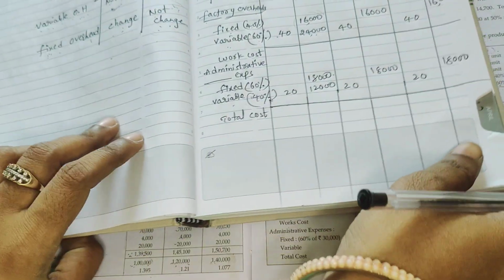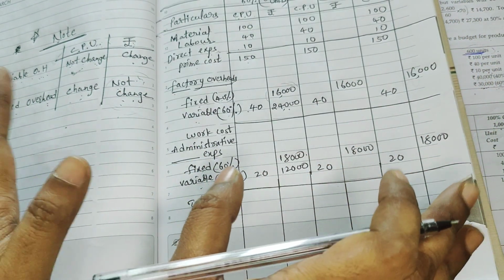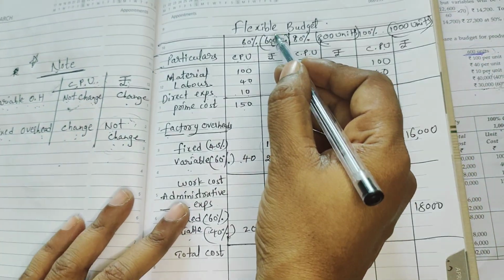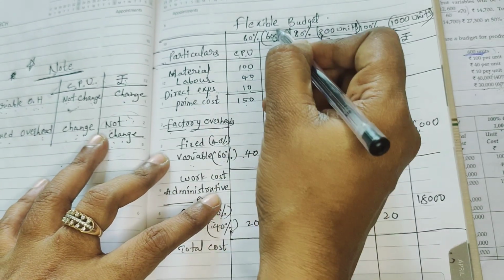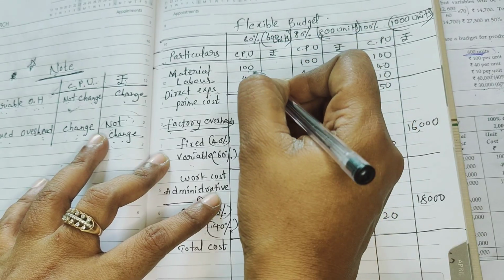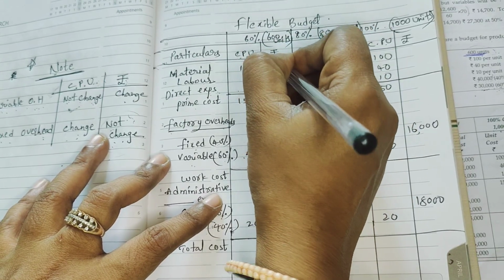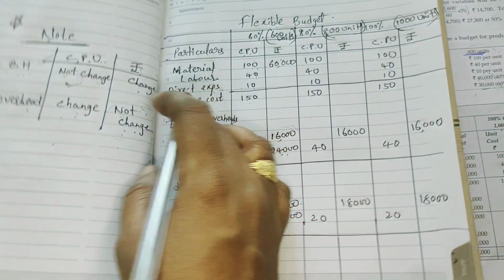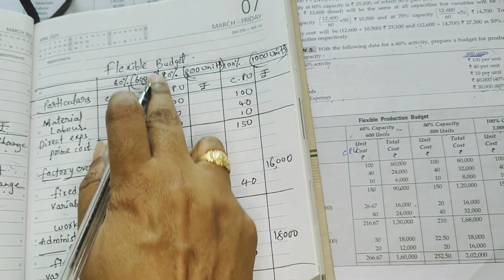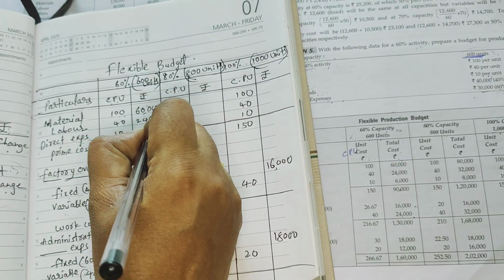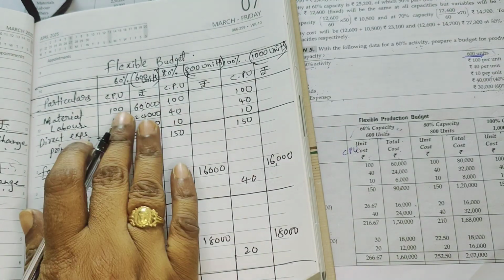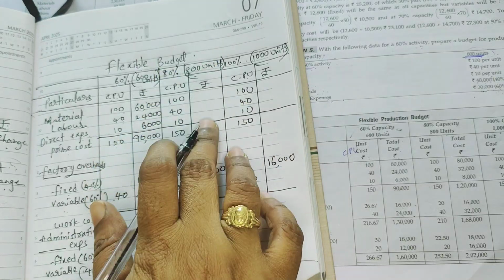Okay. So now it is easy to calculate. How to calculate these columns? See, here the number of units is 600 units, and the cost per unit we also know. So just multiply those values, and we will get the amount. 600 into 100 will get 60,000. And 600 into 40 is 24,000. 600 into 10 is 6,000. What is the total here? 90,000.